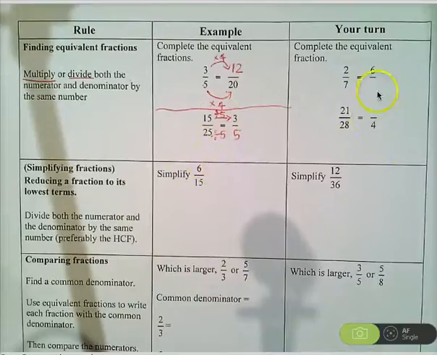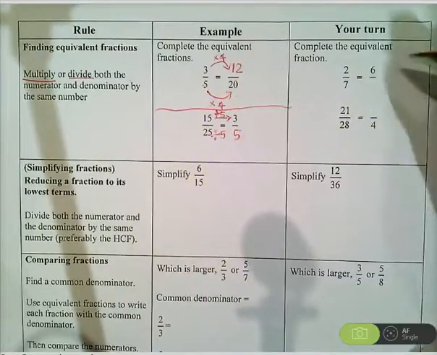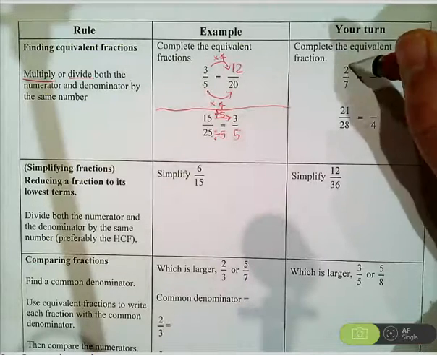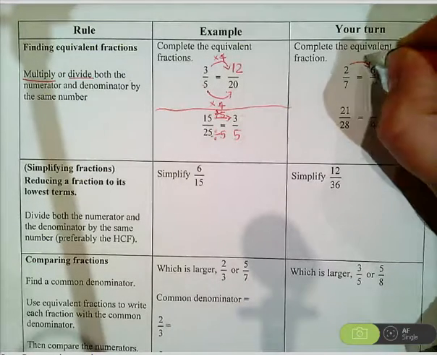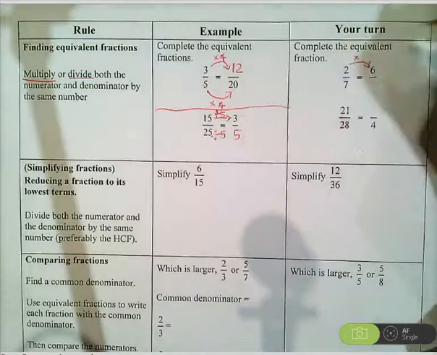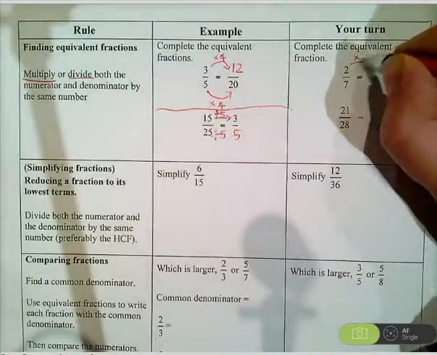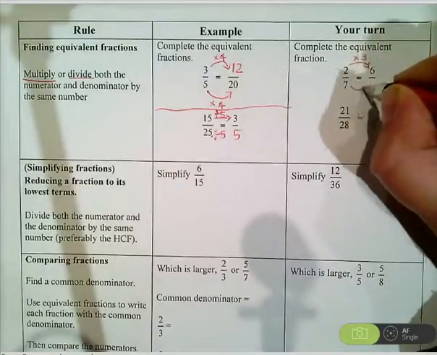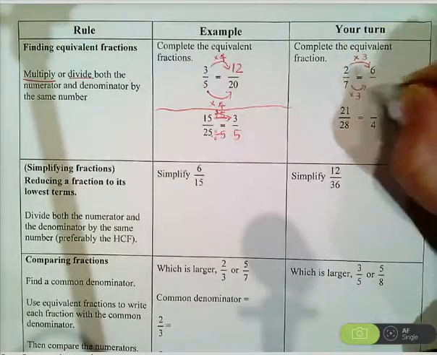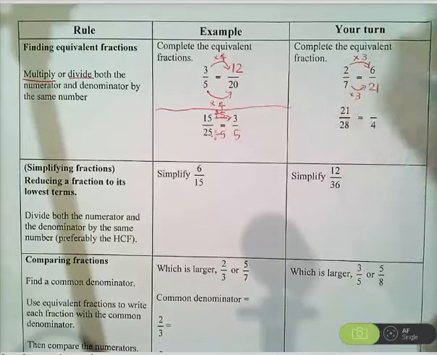If you could pause the video and try these two questions over there. Okay, so our complete set here is the 2 and the 6, and we say, well, how do we go from 2 to 6? It's getting bigger, so you must have to multiply the 2 by some number. So 2 times 3 is 6, so we do the same thing to the denominator. 7 times 3 is 21.